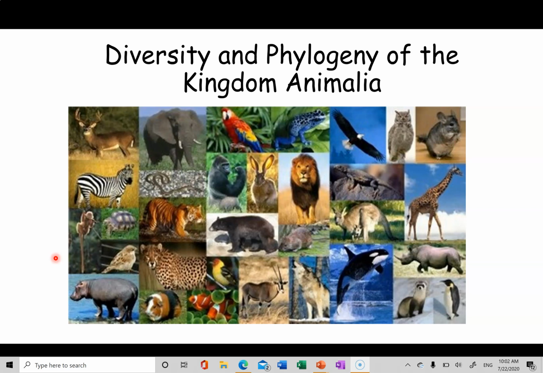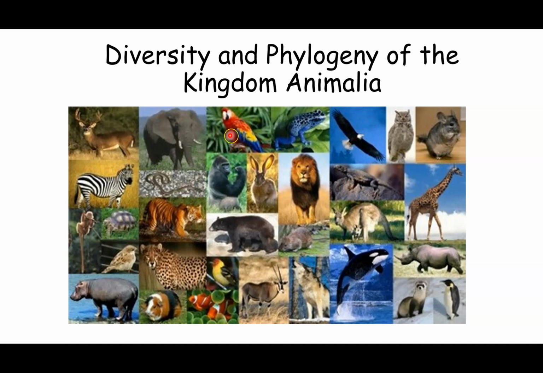So we have moved quite a bit through the various kingdoms: kingdom bacteria, archaea, then we moved to the domain eukarya with the kingdoms protista, fungi, plantae, and today we're going to enter the kingdom Animalia. I selected this collage of different members of the kingdom Animalia just to see the diversity that we encounter in this kingdom.